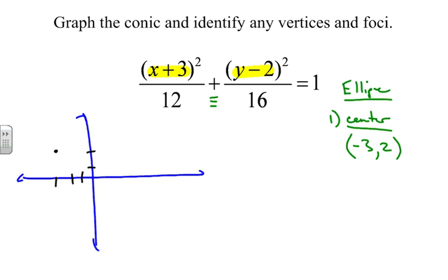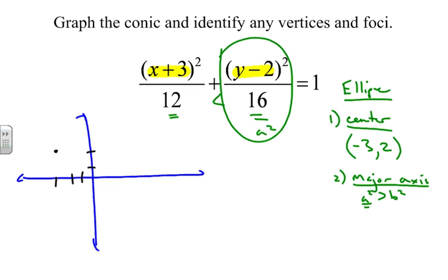Now, the next thing we want to do is identify our major axis. Our major axis is determined by whether a squared is larger than b squared. The a is always our major axis. So we compare our two different values. Well, we see 16 and 12. 16 is definitely going to be greater than 12. So this right here is our a squared. So our major axis is actually going to be vertical.